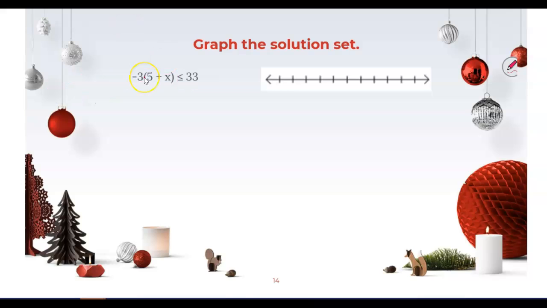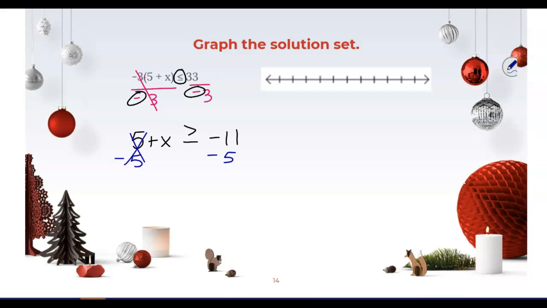So I'm going to undo multiplying by a sum by dividing. And whatever I do to one side, I do to the other. All right, so I'm left with my sum 5 plus x, and I divided by negative 3. You've got to remember to flip that sign. So 33 divided by negative 3 is negative 11. Now we're going to undo the adding 5 by subtracting 5. So all the values that are bigger than or equal to negative 16.